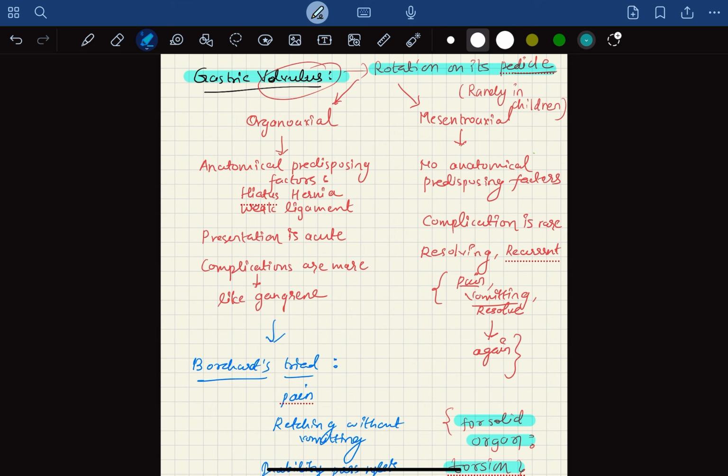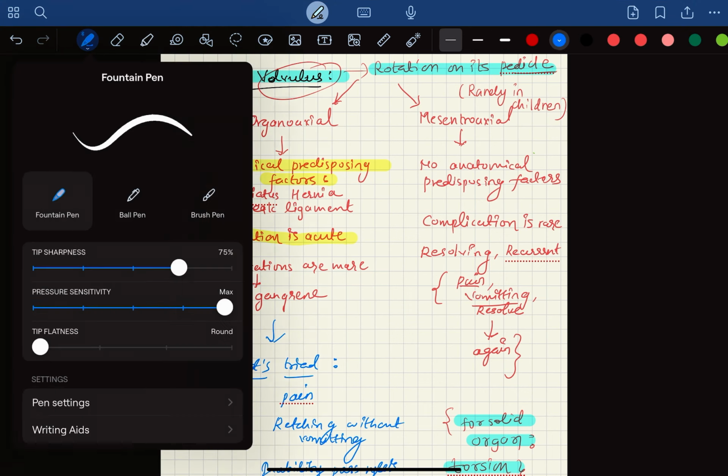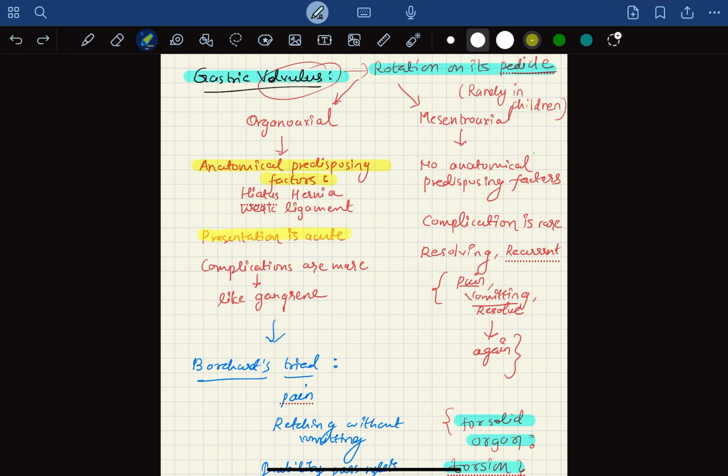So both conditions are slightly different. Let's see here. Anatomical predisposing factors are present in organoaxial, like we have seen in hiatus hernia, mainly the rolling type, where the fundus is going up due to weak ligament or ligament rupture. There will be complications of the volvulus, the presentation will be acute, and complications are more here, like gangrene is seen.